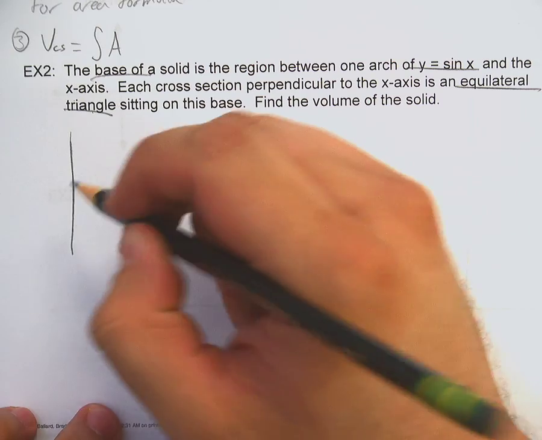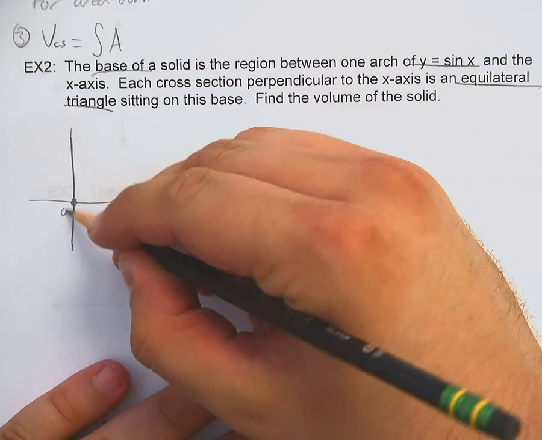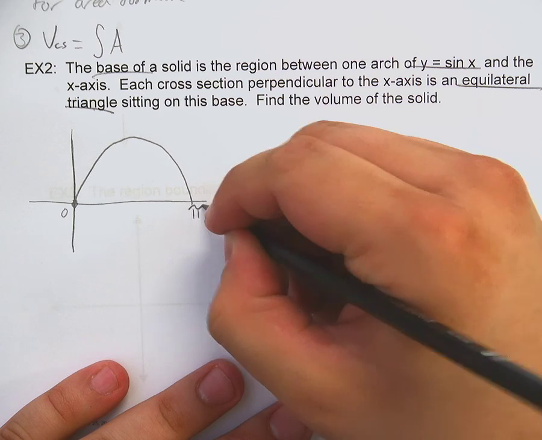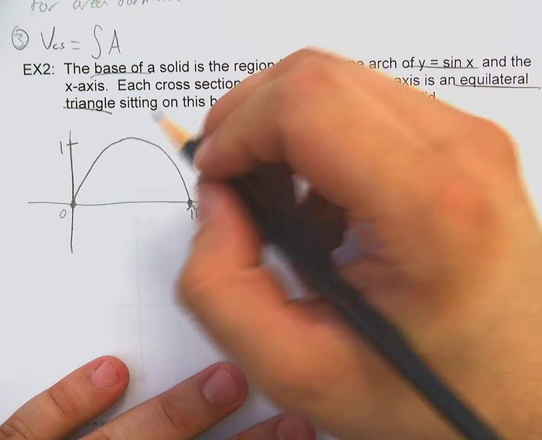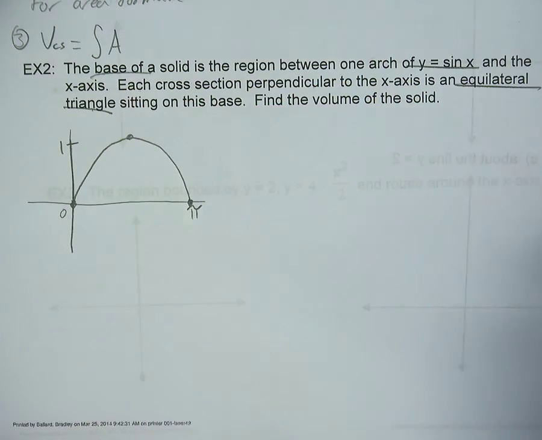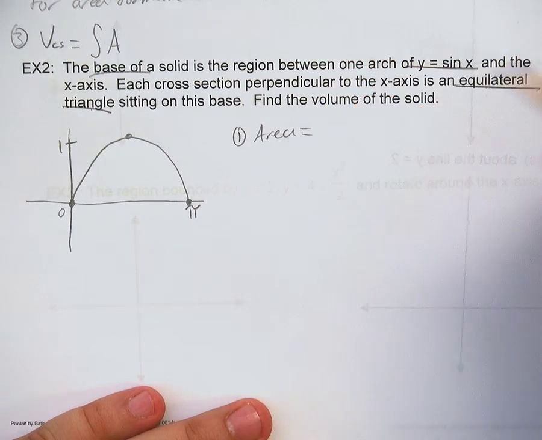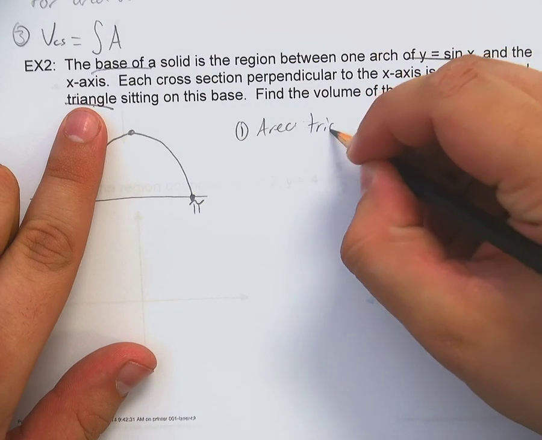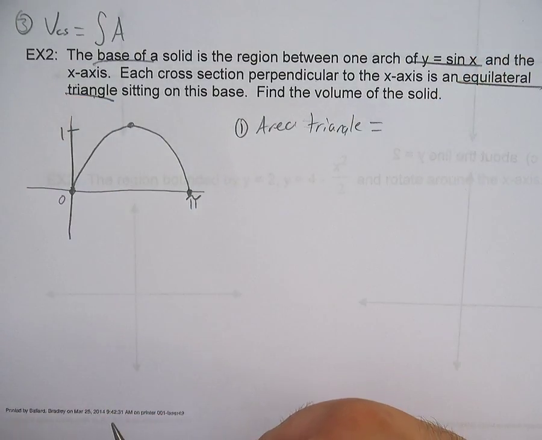So I shouldn't have to spend too much time on this. You know what the sine wave looks like. It starts at 0, 0, goes up and comes back down at pi. Right? And here's 1, and it hits 1 at pi over 2, right? So step number 1, find the area, and in this case it's the area of an equilateral triangle.